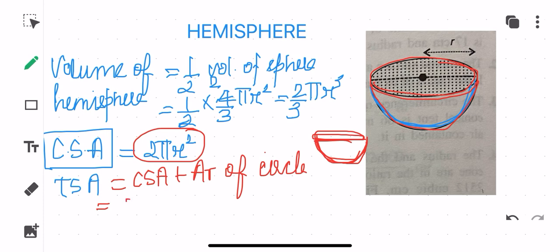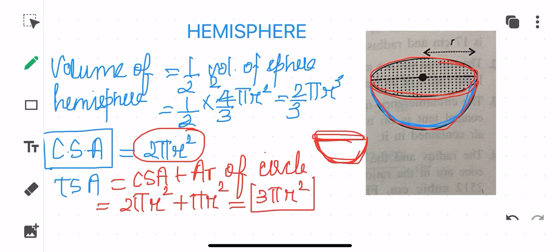So CSA is equal to 2 pi r square and area of circle is pi r square. So what is our total surface area in case of hemisphere? This is coming out to be equal to 3 pi r square. Okay, so we are getting the total surface area of a hemisphere. So these are the important things that we need to consider before moving into the exercise, children.